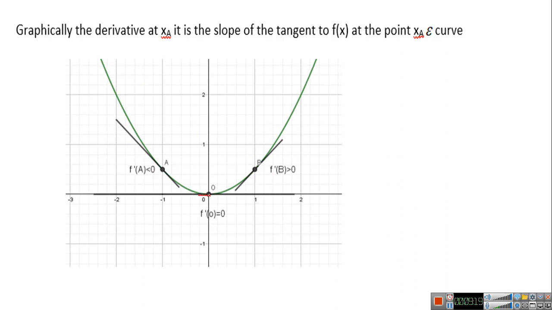Here it's a minimum, so f prime of 0 is 0. Here it's positive. Why? Because the tangent here is positive at the point B. The slope here is negative. So the derivative is nothing else than the slope of the tangent to f of x at the point xa belonging to the curve.